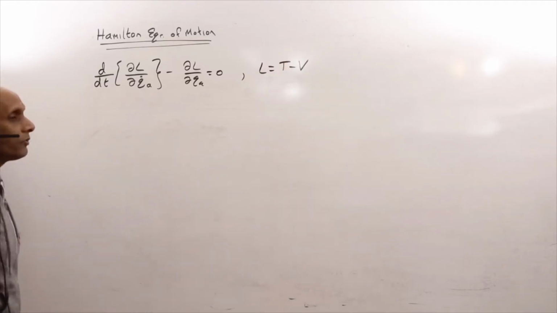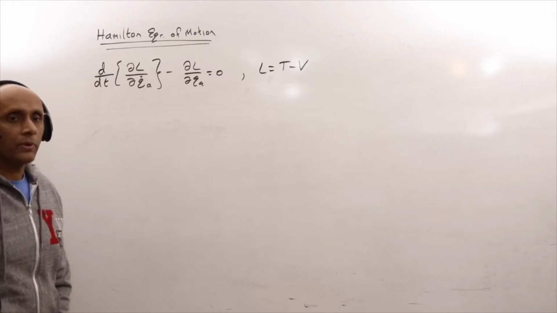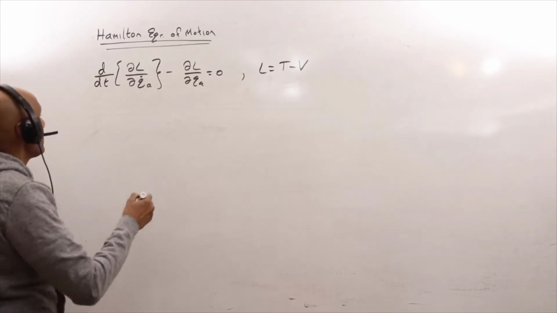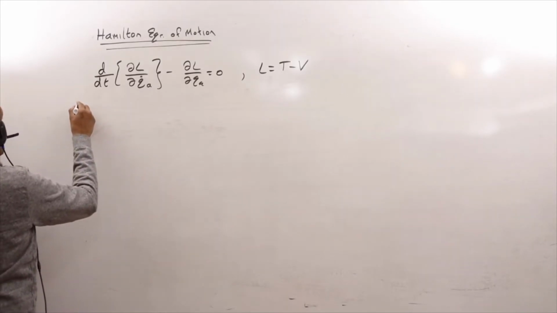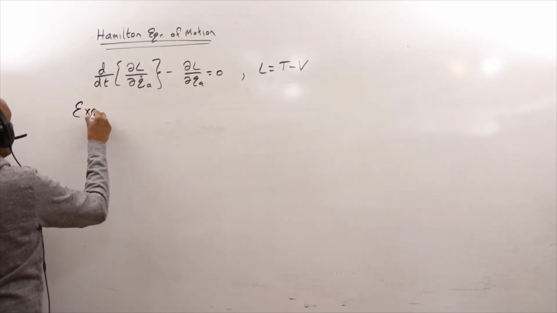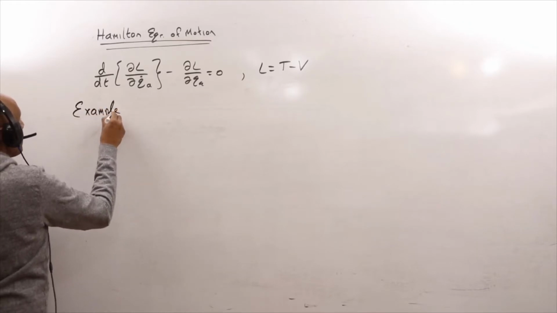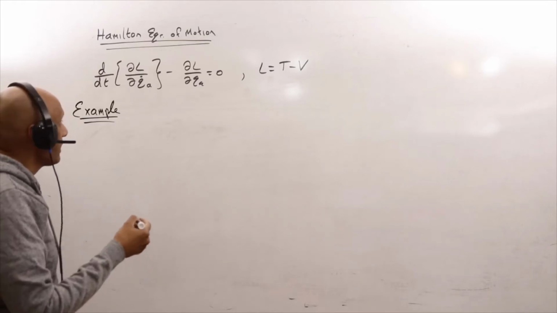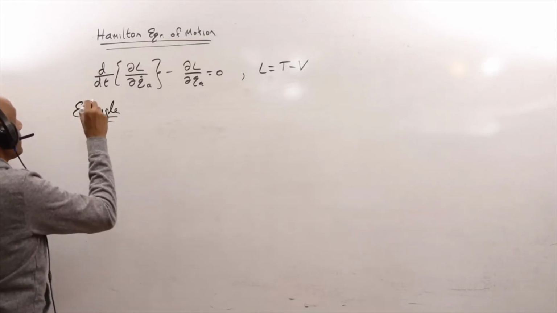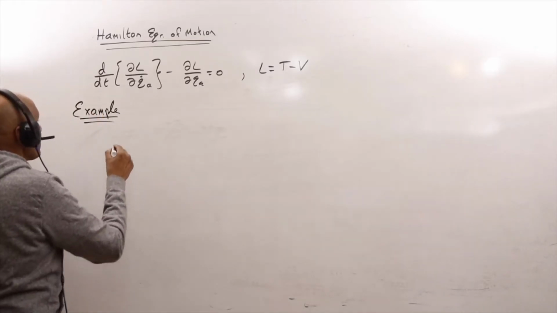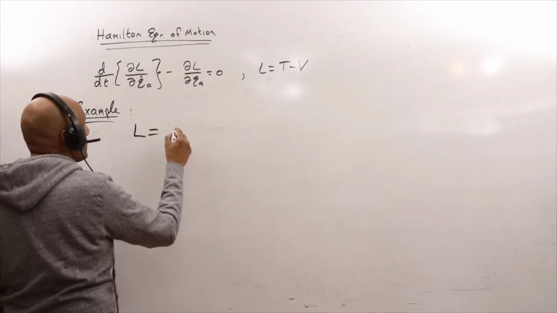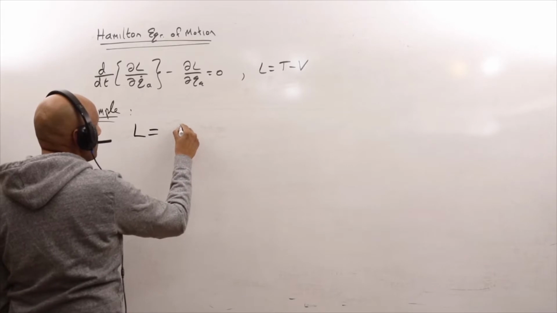Now, we know from earlier that symmetry operations, such as missing variables or cyclic variables in the Lagrangian, lead to a conservation principle. So let me do an example to make sure you understand. We're going to extend that idea, and that leads us into the Hamilton equations of motion. So imagine that somebody gave you a Lagrangian.